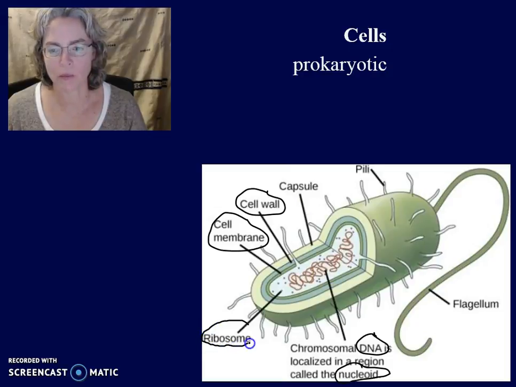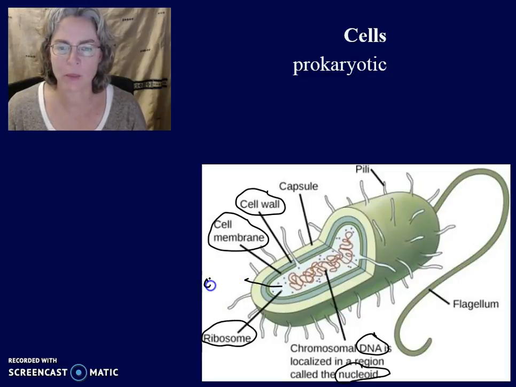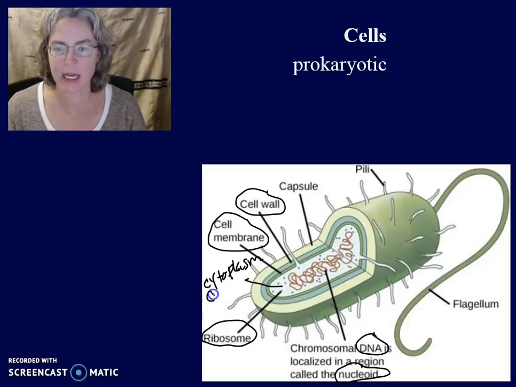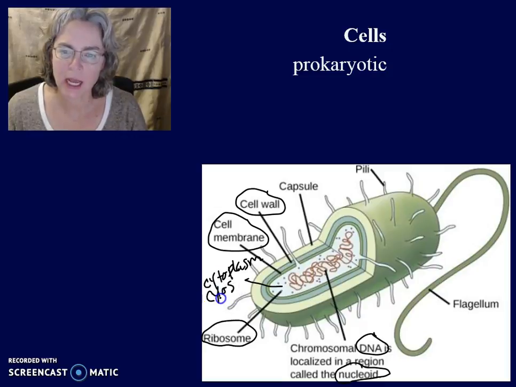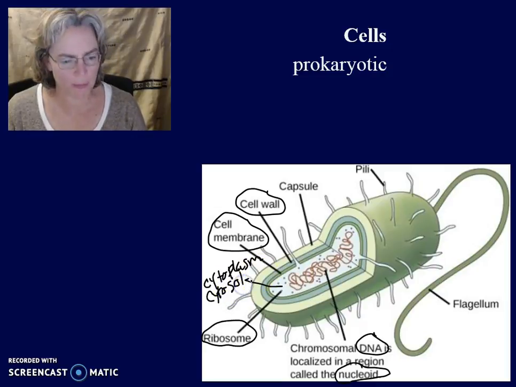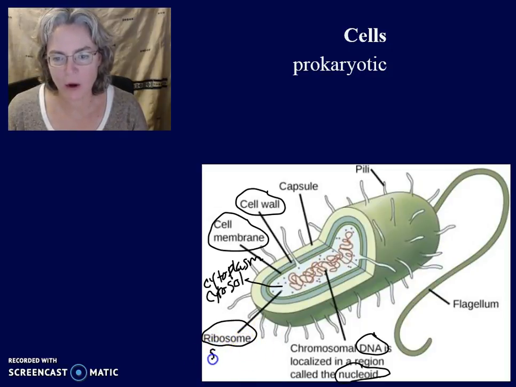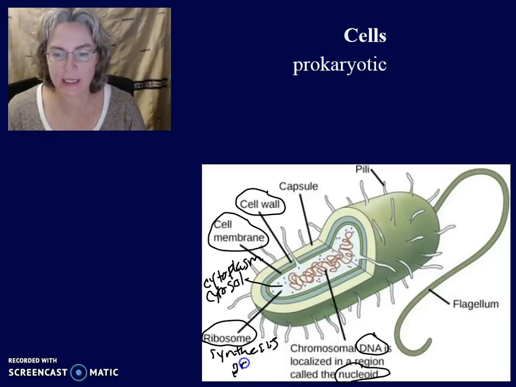The ribosomes are floating free in the cytoplasm. So cytoplasm is everything inside that cell membrane. The fluidy stuff is the cytosol. And then everything inside, including the cytosol, is the cytoplasm. So these ribosomes are used to synthesize proteins.